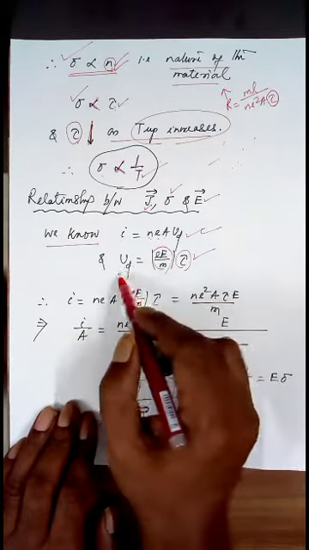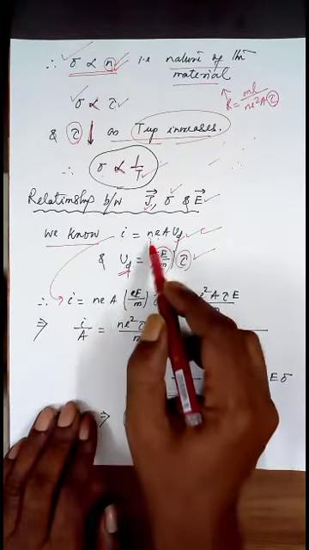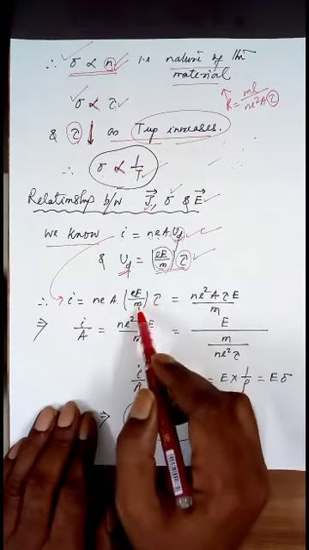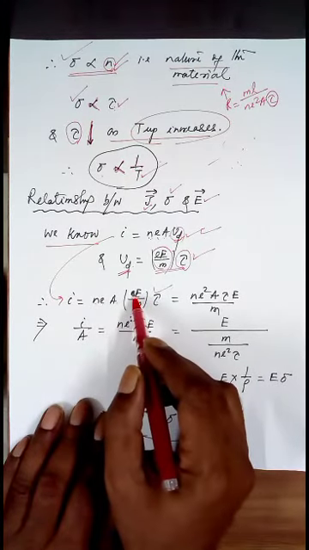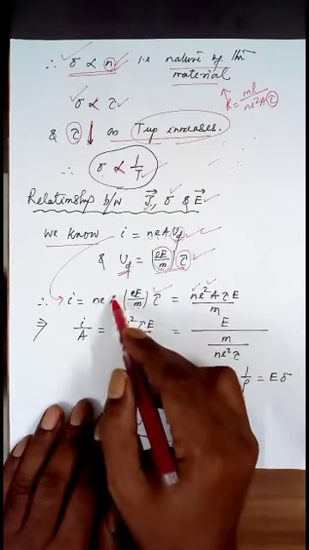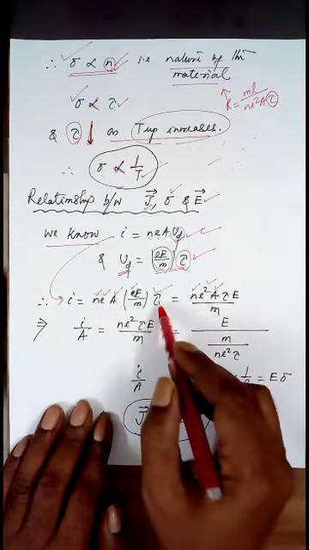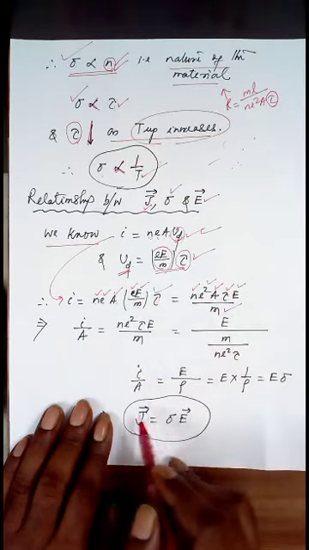Therefore, let us put this value of VD here. So your I becomes nEA times VD. I write this as e by m into tau. So this small e gets multiplied with small e, becomes e square. So I equals n e square A tau electric field divided by m.